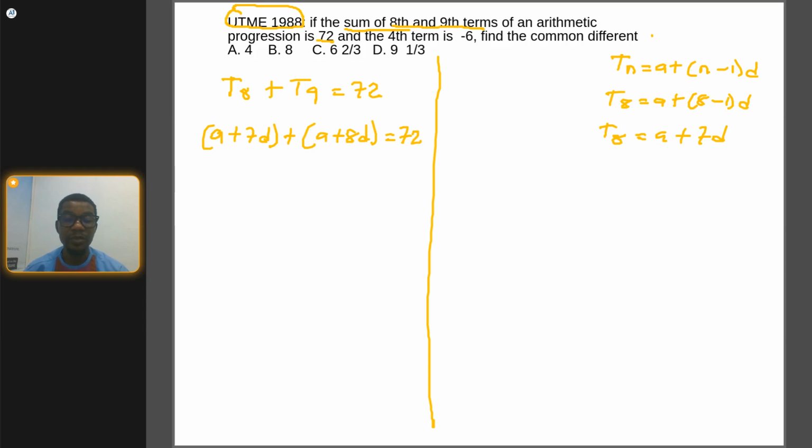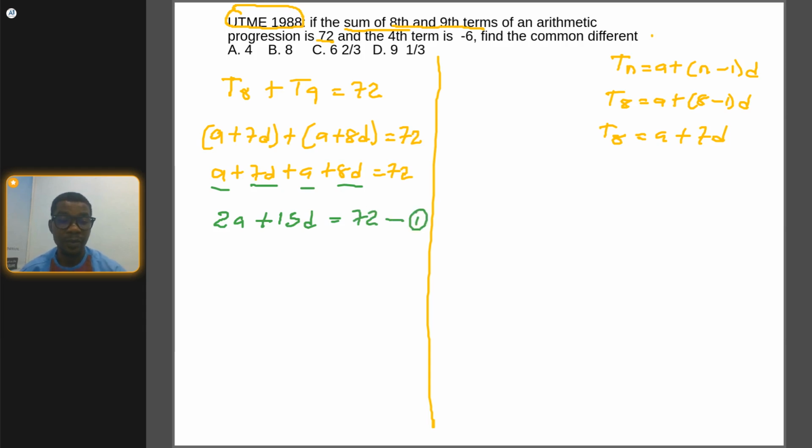So that's the way we got T8 to be A plus 7D. The same thing is applicable to T9. So let's go ahead to simplify this. If I open a bracket, I will have A plus 7D plus A plus 8D equals 72. By collection of like terms, we have A plus A, that is 2A, plus 7D plus 8D, that will give us 15D, so 2A plus 15D equals 72. This is going to be equation 1.